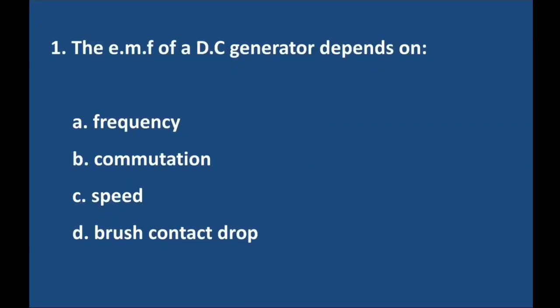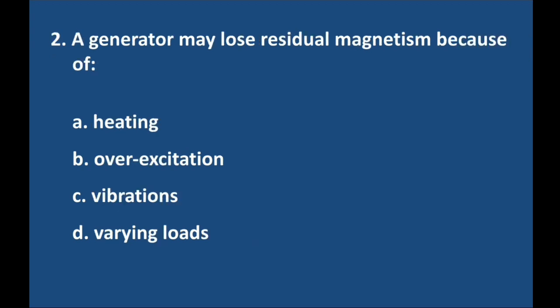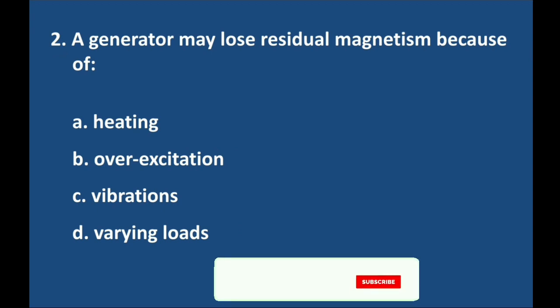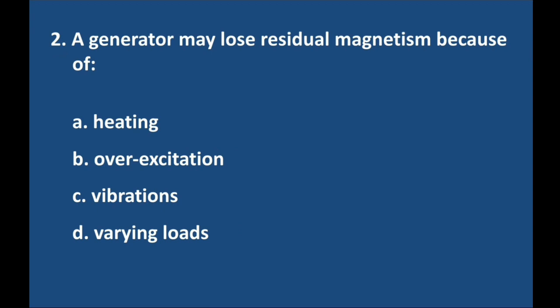Question number 1. The EMF of a DC generator depends on. Answer is option C, speed. Question number 2. A generator may lose residual magnetism because of. Answer is option A, heating.